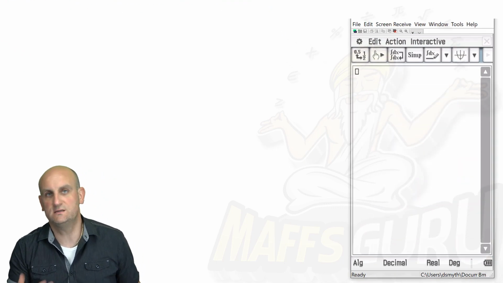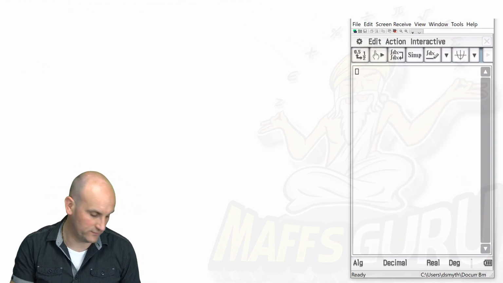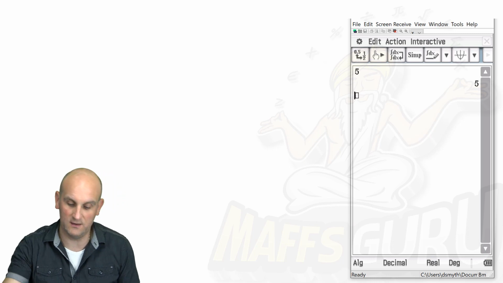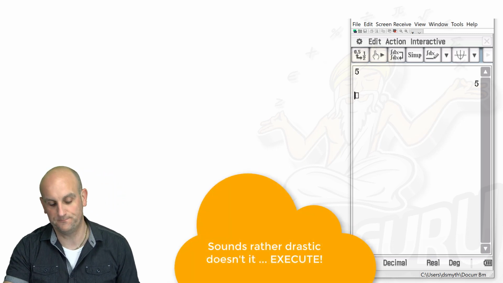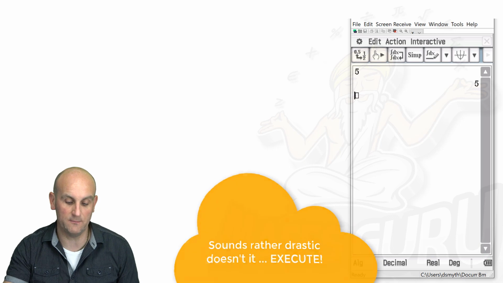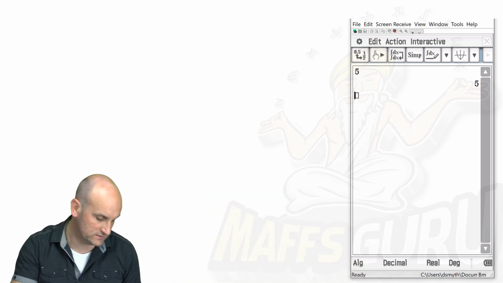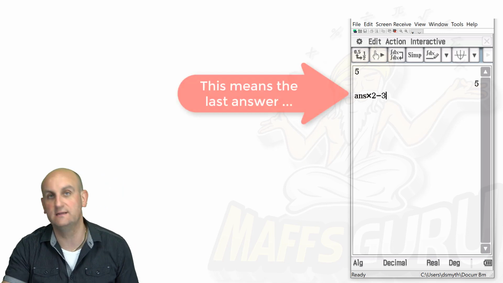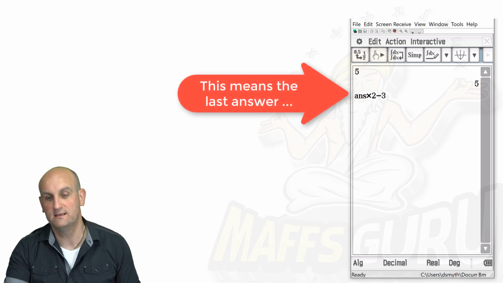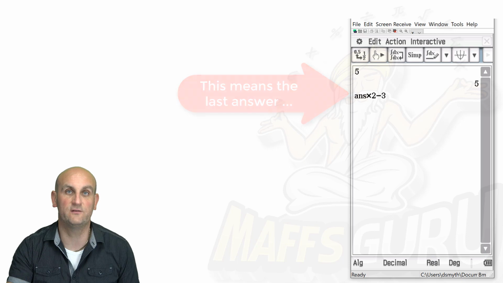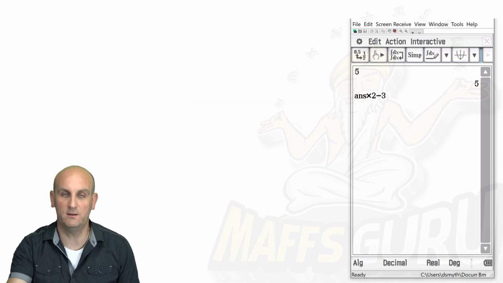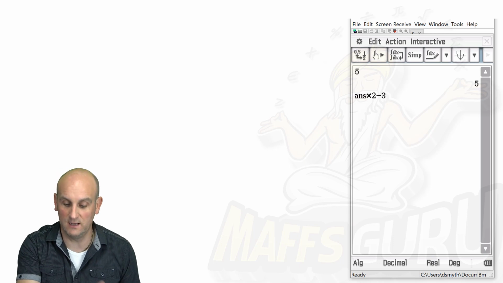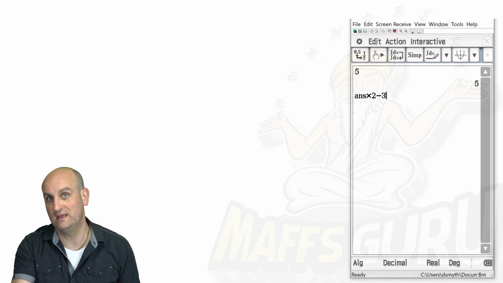Now when you do this, the starting value, you actually put that into your calculator first and you hit execute. So I've done 5 and hit execute. Now I'm going to type my rule exactly as it says: times by 2 and subtract 3. You'll notice my calculator says ANS. All that's saying is take my previous answer, double it and take 3, which is effectively like saying take my last term, double it, take away 3 and give me my next term.